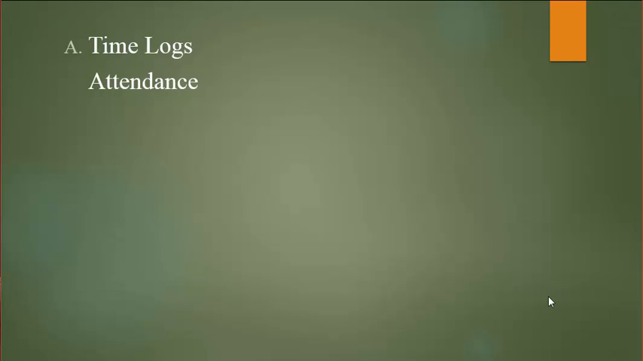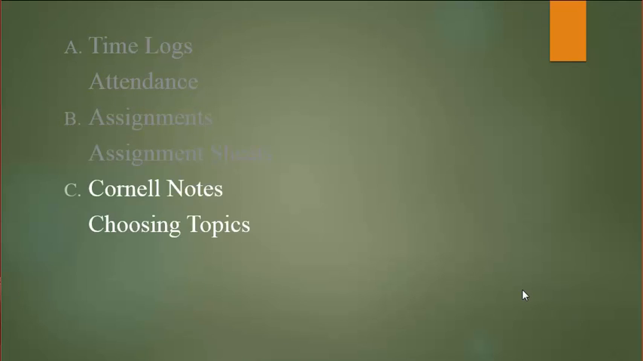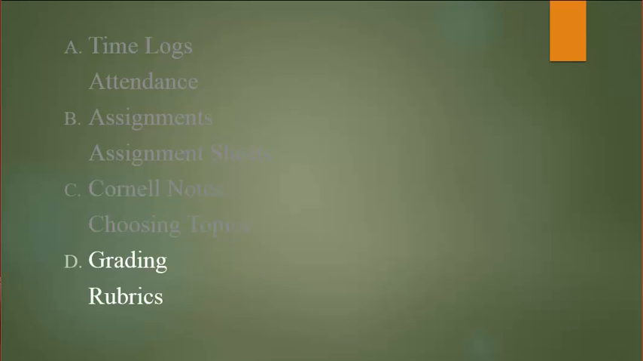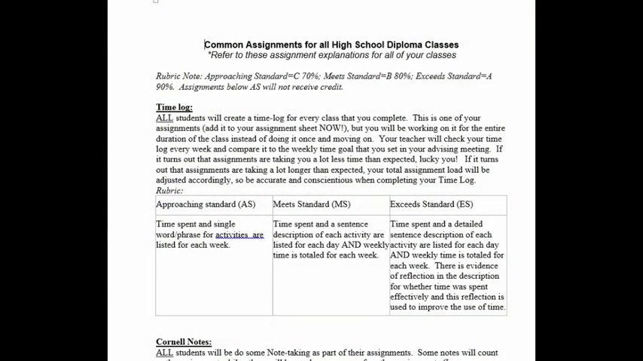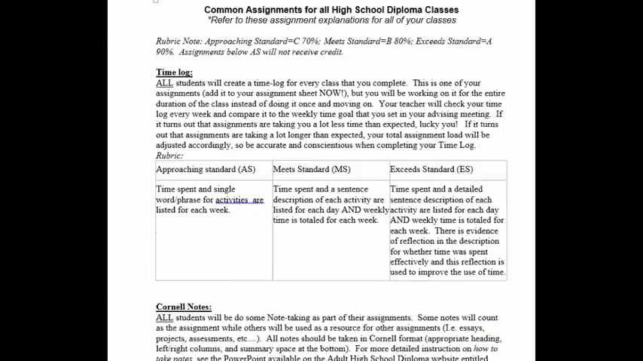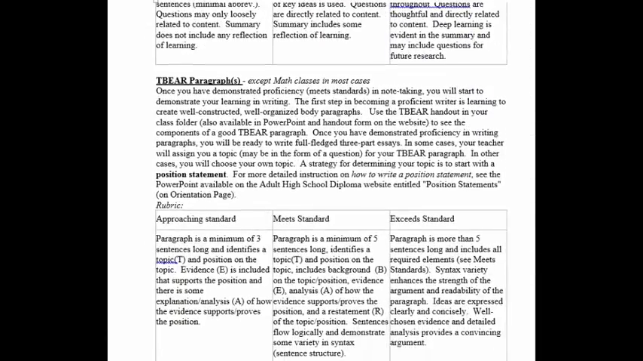That pretty much wraps it up for time logs and attendance. Next time, we'll be talking about assignments and assignment sheets, going over Cornell notes and how to choose your topics, and finally, how you will be graded using rubrics for your time log, your Cornell notes, and T-Bear paragraphs.